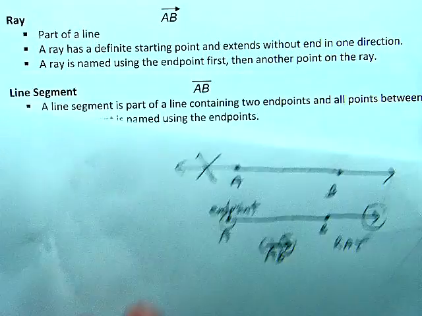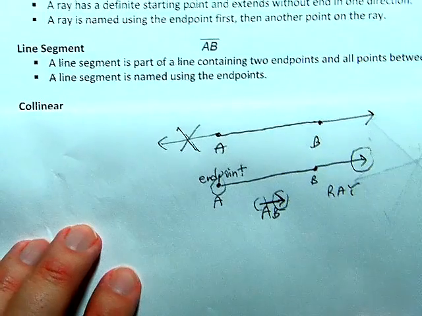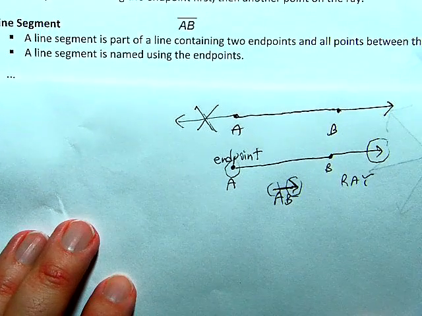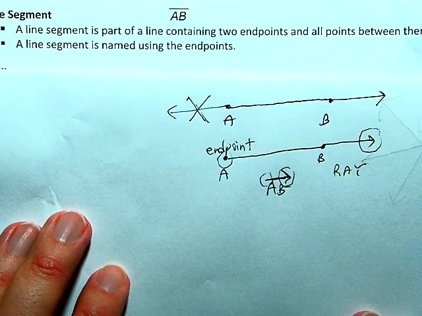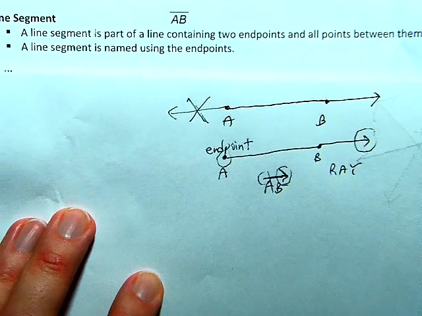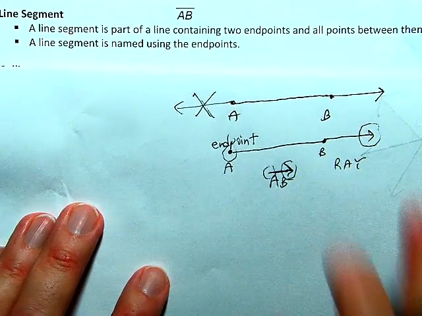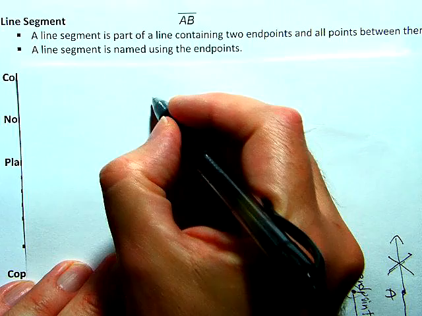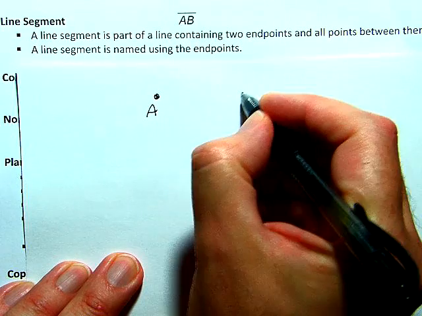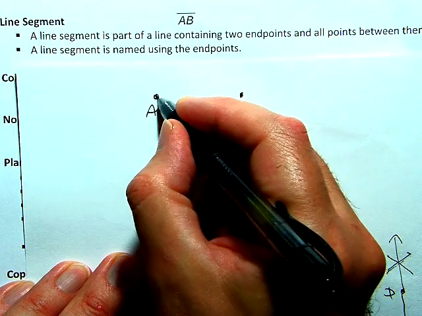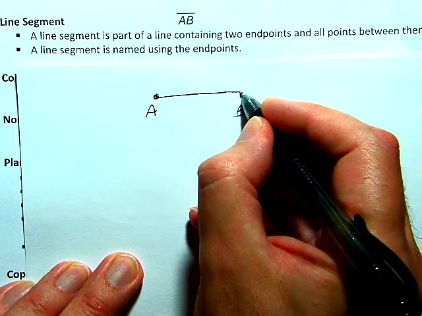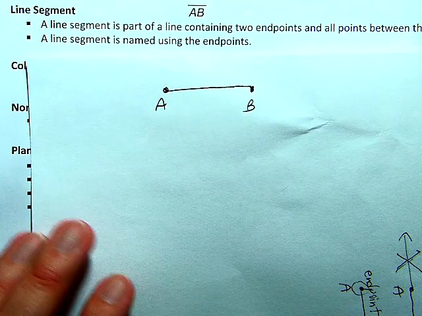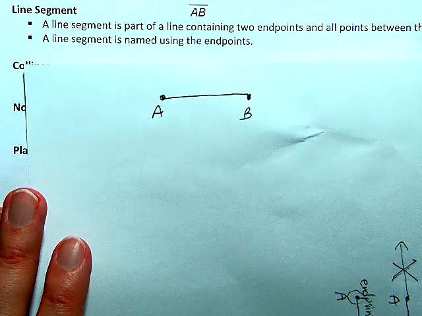Okay, good. Line segment we discussed. Let me draw that again for you. A line segment is part of a line containing two endpoints and all points between them. So that, for example, line segment AB would be this. We have point A, we have point B, and we have the part of the line that lies between points A and B. That is a line segment. So it has a finite length, unlike a line that has an infinite length.